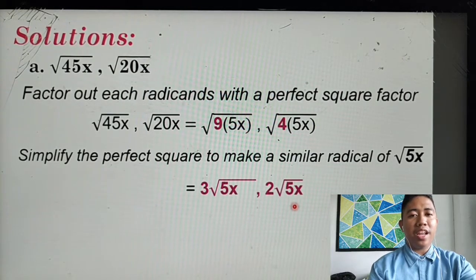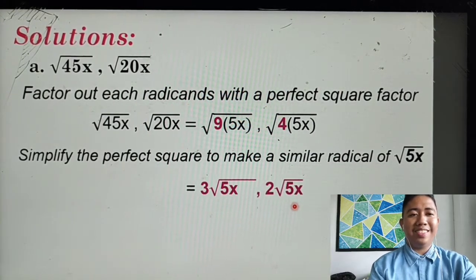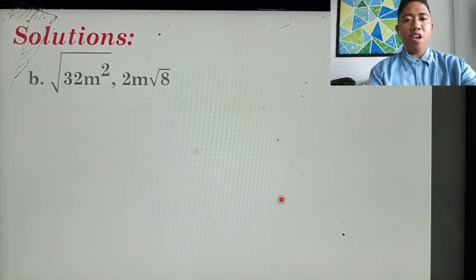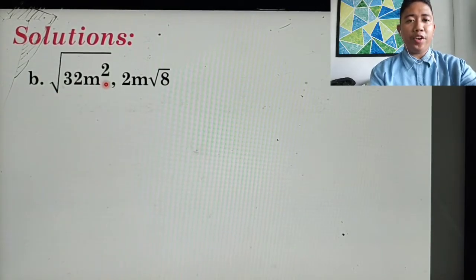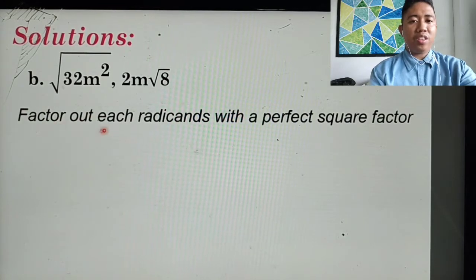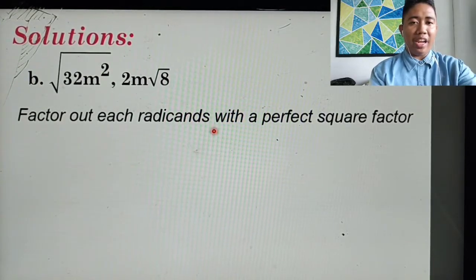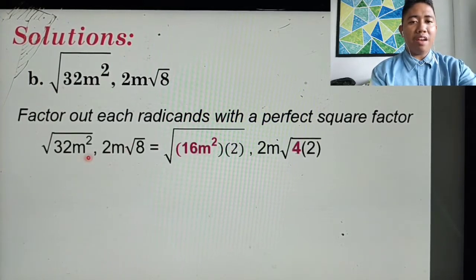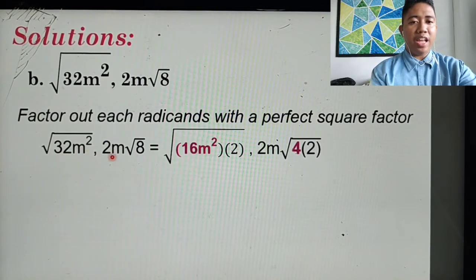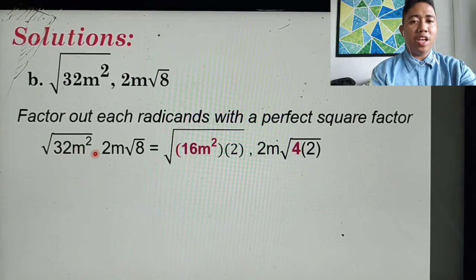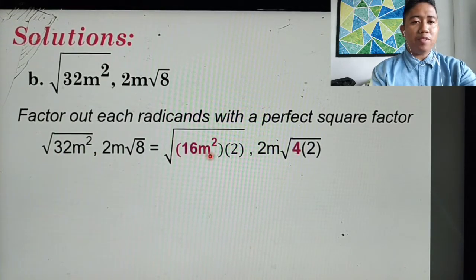So let's proceed to the next example, letter B. How about the square root of 32m squared and 2m times the square root of 8? The first step is to factor out each radicand with a perfect square factor, the same procedure as in letter A. So we factor 32m squared, and it becomes 16m squared times 2.